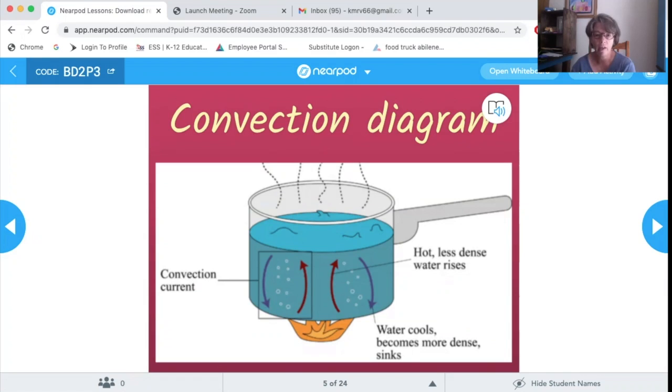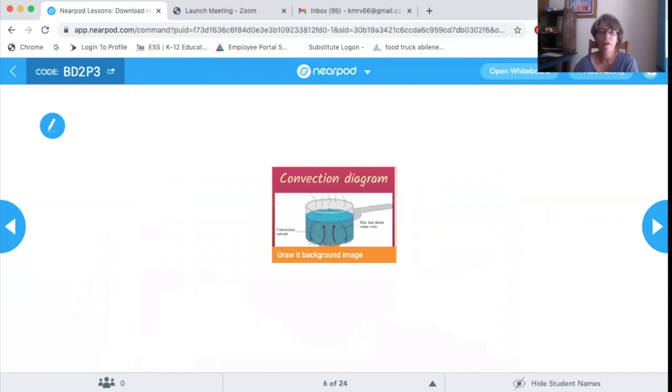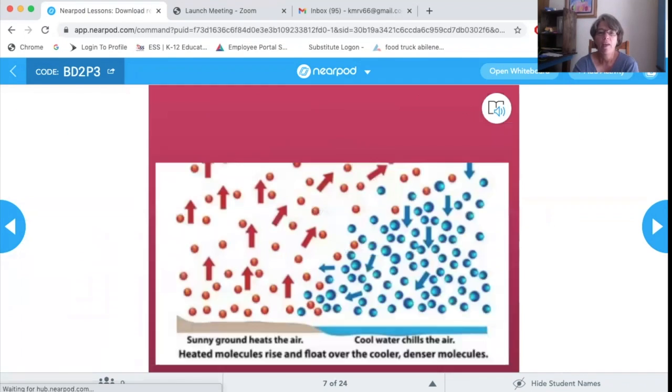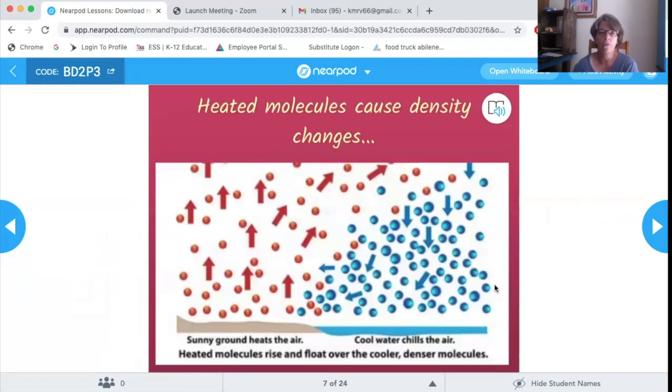Great, I see a lot of hands. That's awesome. All right, so if you remember, dense things tend to sink because they have a heavier feel to them. The molecules are packed. Less dense things tend to float because they have more space between the molecules and they seem lighter. So that's the same thing that's going to be happening when we add heat to water molecules.